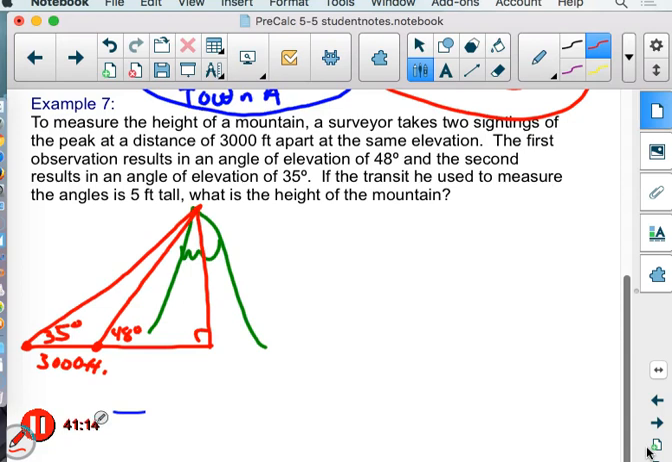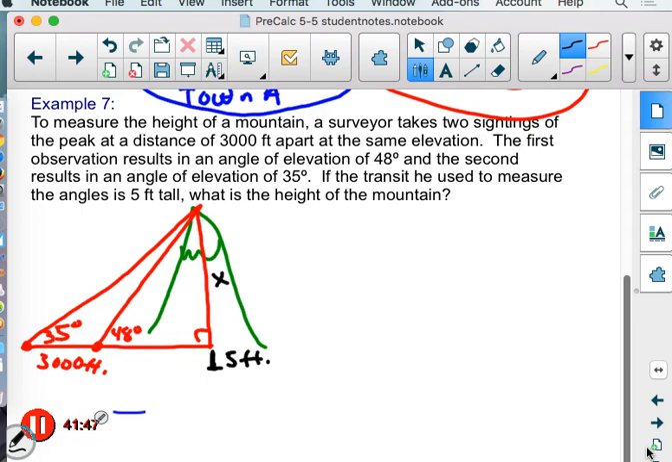All right. If the transit used to measure the angles is 5 feet tall, let's just make this even more complicated. So the transit is actually 5 feet tall down here from the base. We're going to have to remember that when we figure out the height, because they want the height of the mountain. That doesn't change the math that we're going to do to find this, which I'm just going to label X, because it's not really the height of the mountain. We have to add 5 onto that.